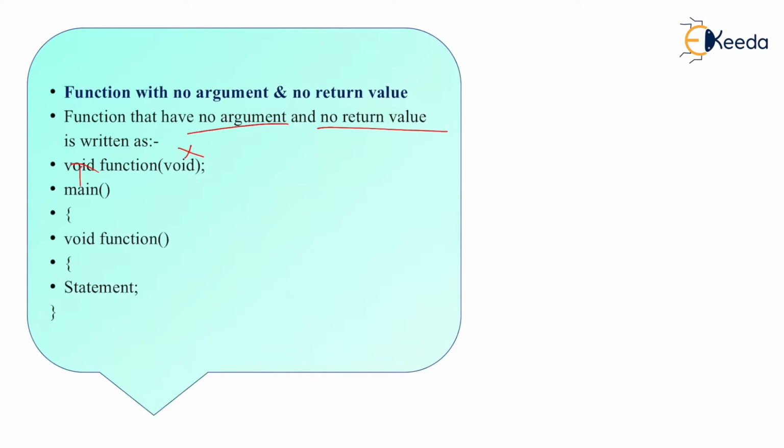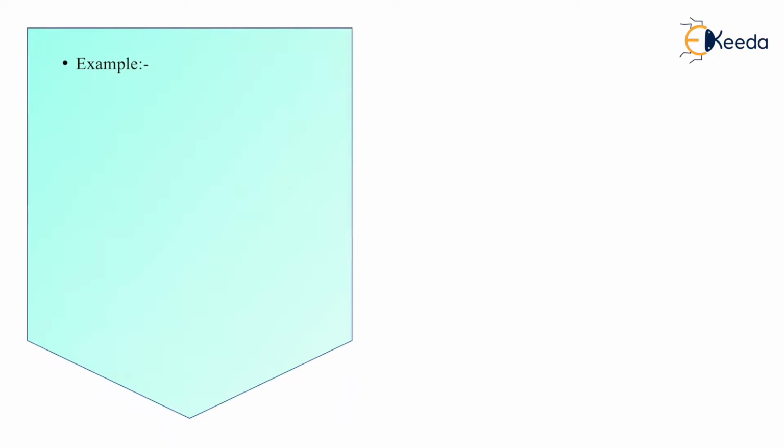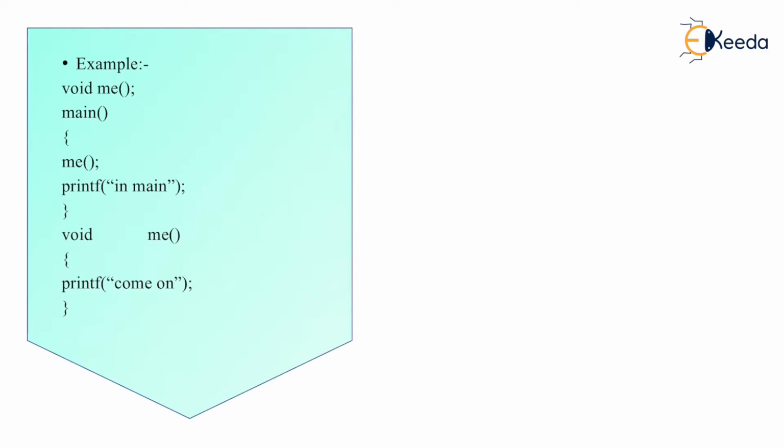Whenever we call this function in the main block, the operation will get directly defined through the void function. You don't need to provide any extra argument for that. So see, for example, this is an example they have given.